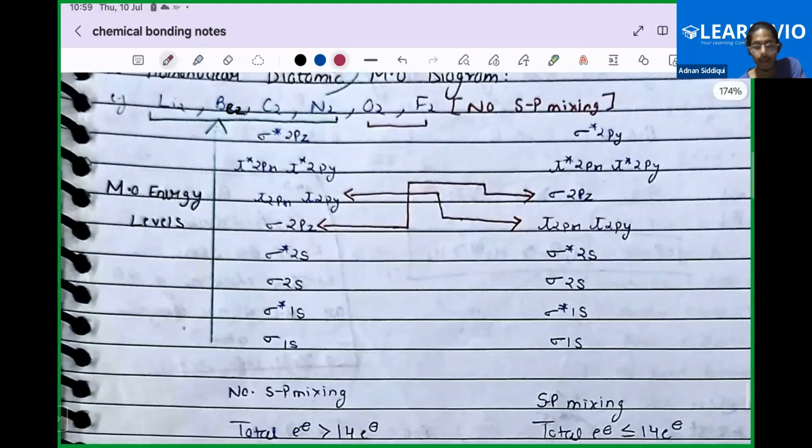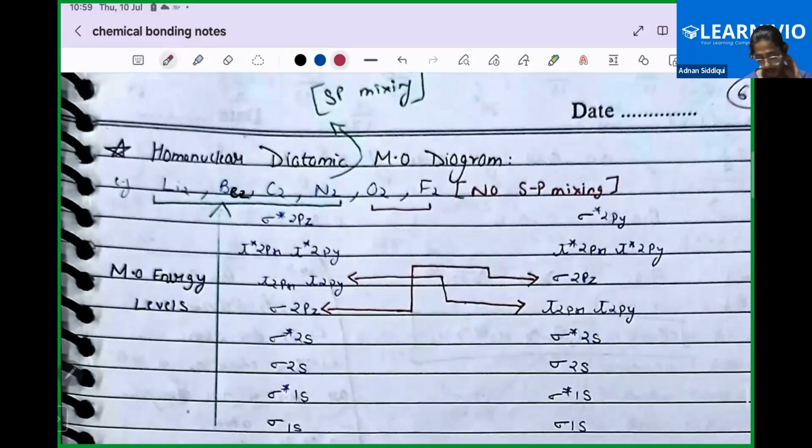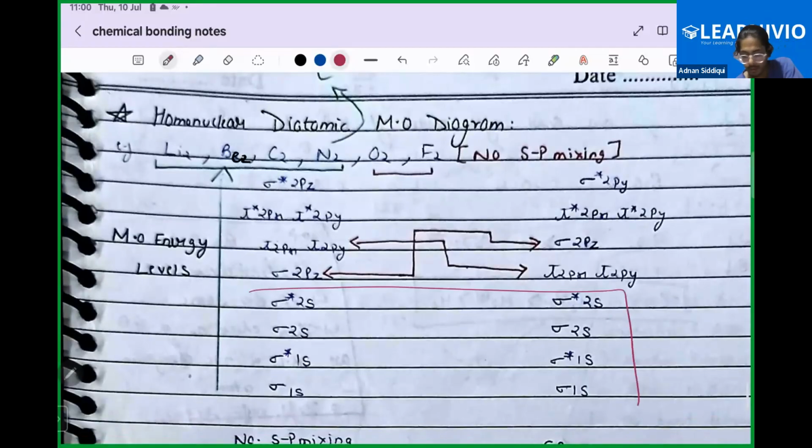Generally, the energy levels are like this. The sigma 1s has the least energy, then sigma star 1s, then sigma 2s, then sigma star 2s. Till here it is the same. In lithium to nitrogen, sp mixing is there. From oxygen and fluorine, sp mixing is absent. But till sigma star 2s, the level of energy is the same. As we move on from sigma star 2s, we are observing a change.